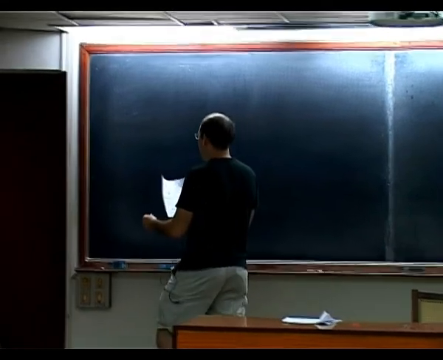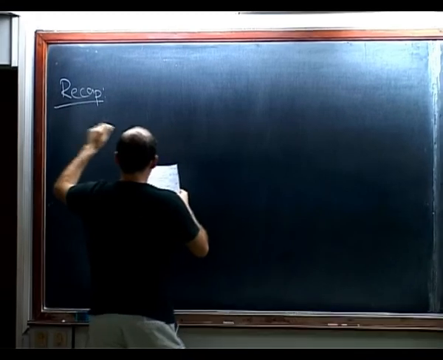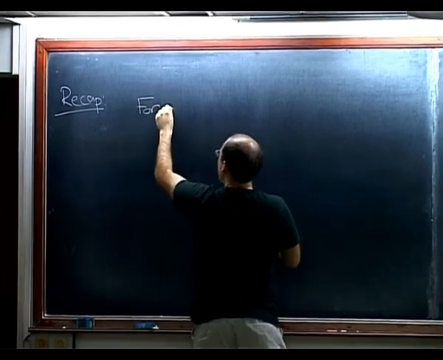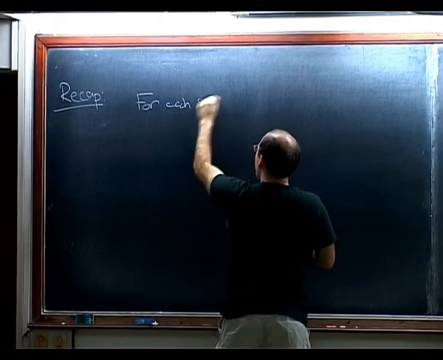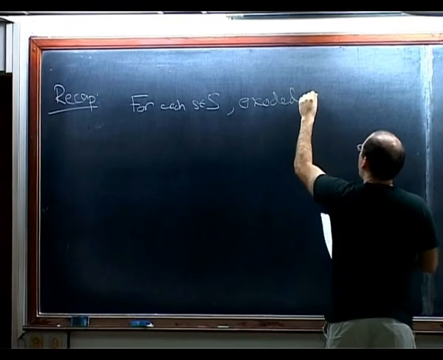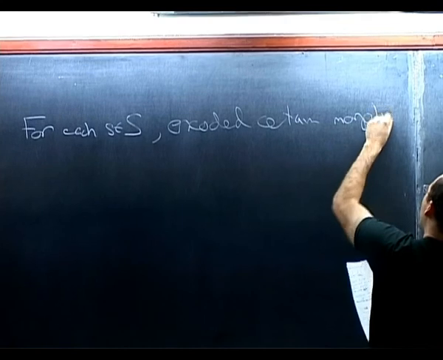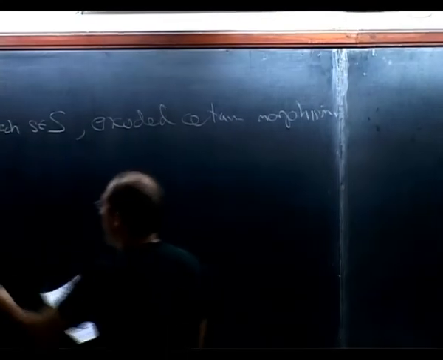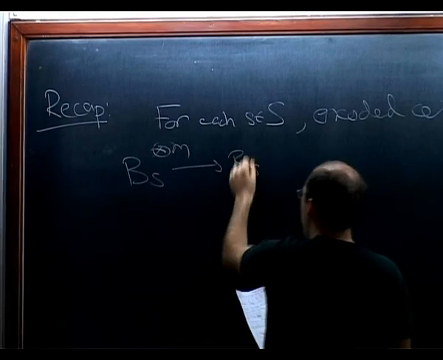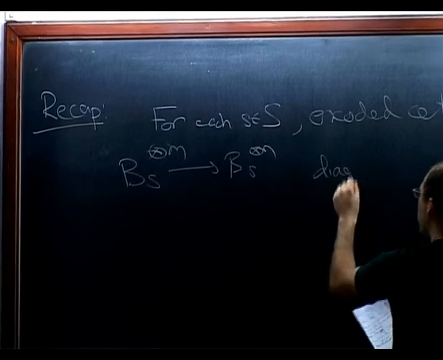A little bit of what we were talking about last time. So we had our Coxeter group, and for each simple reflection, we encoded certain maps from BS tensor M to BS tensor N using planar diagrams, diagrammatically.